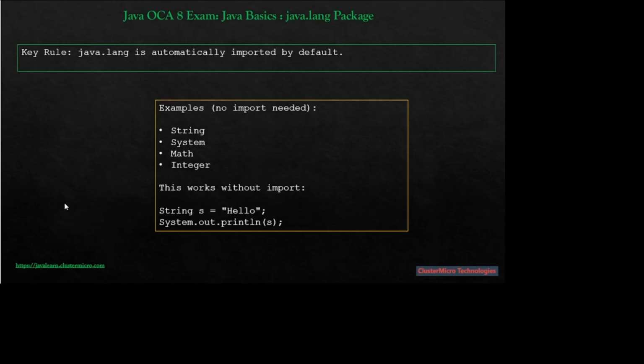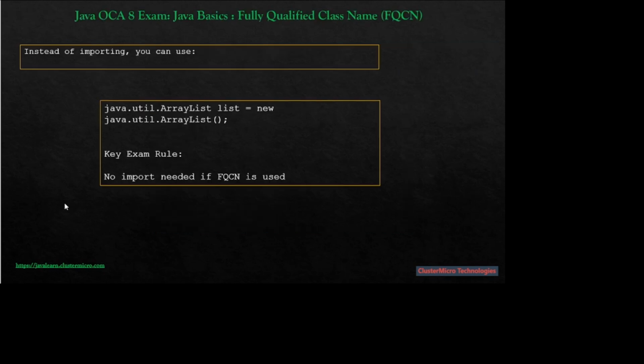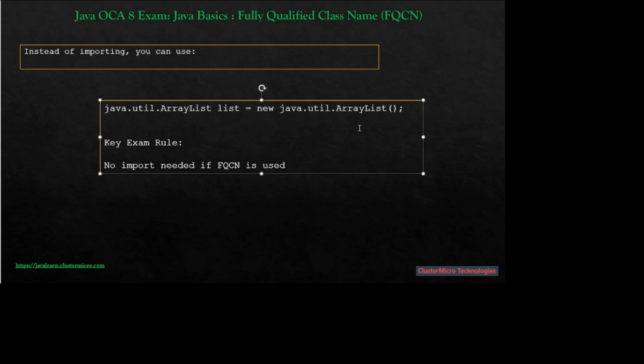So there's another thing called fully qualified class name, FQCN. Instead of importing, you can use the full name of that class path basically. So say you have java.util, instead of importing ArrayList and using it, you don't have to write that import statement at all. You can write java.util.ArrayList list = new java.util.ArrayList() and it will work, no issues there. You don't have to import here at all. So this is called FQCN, fully qualified class name, right?